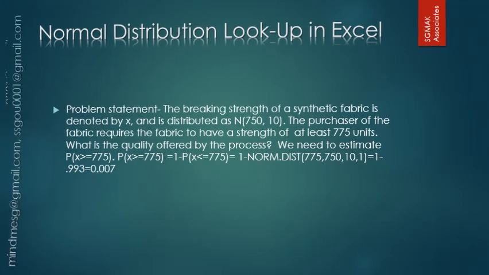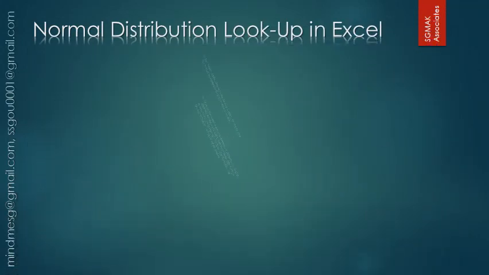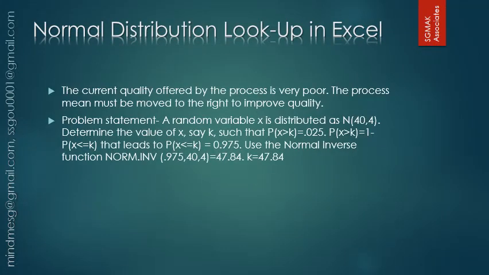So let's move on. The purpose is how to look up the statistical function. The current quality offered by the process is very poor, and the process mean must be moved to the right to improve quality. Well, that's a separate issue here. Basically, you have to center it at a higher mean, move it from 750 to a higher value to generate better quality. Let's look at another problem statement.